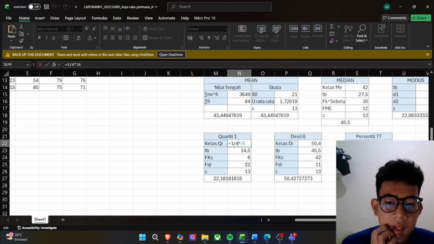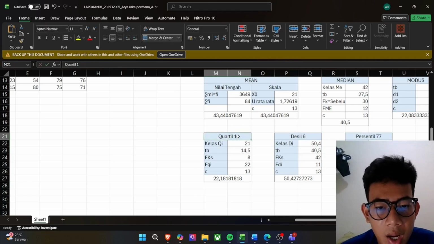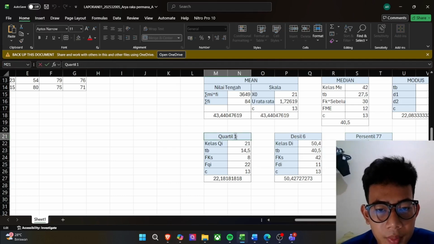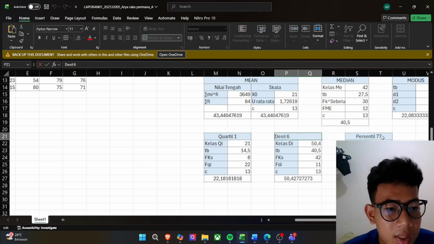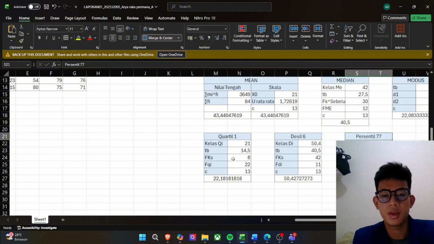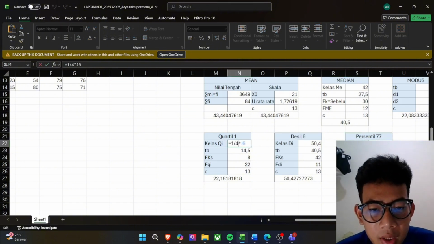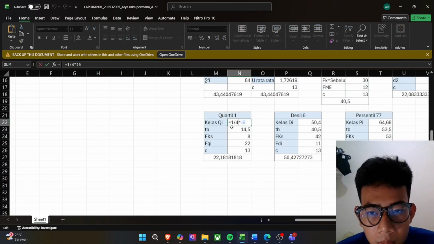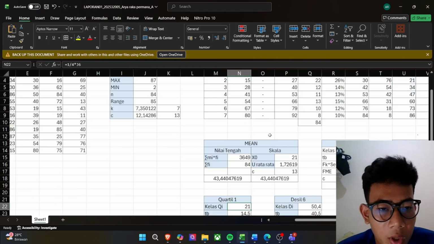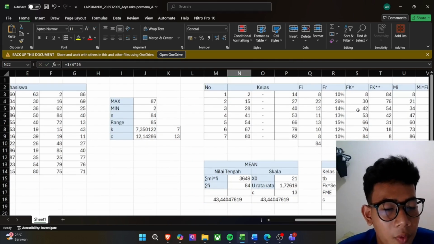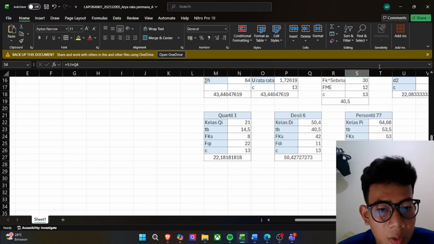The first one is Q, quartile. Say the questions are: I have a first quartile, a sixth decile, and a 77th percentile. The class of the quartile is just 1 divided by 4 times the amount of data. So this is 21. We search for 21 in the cumulative frequency less-than column. So 21 is less than 13, so we use this frequency.